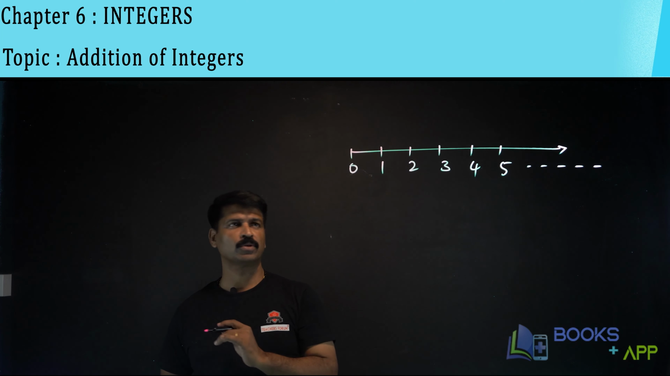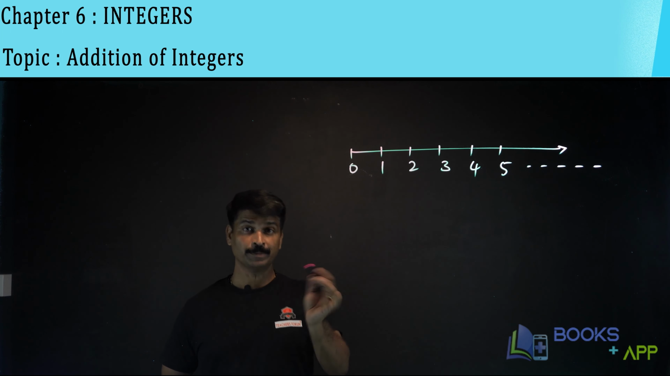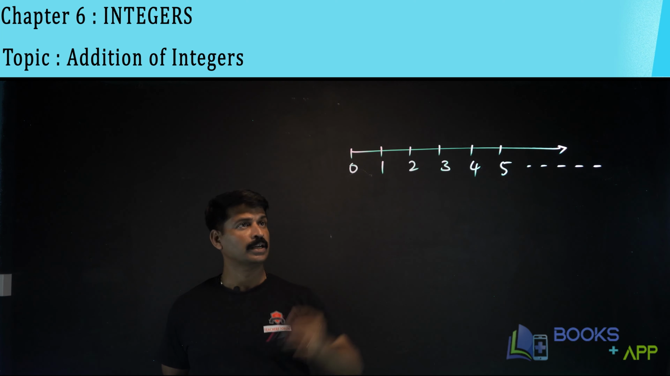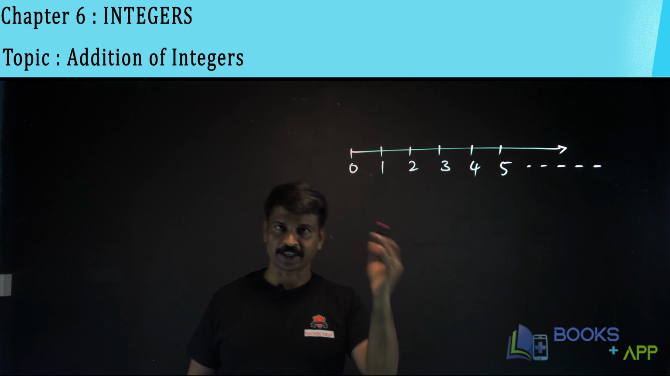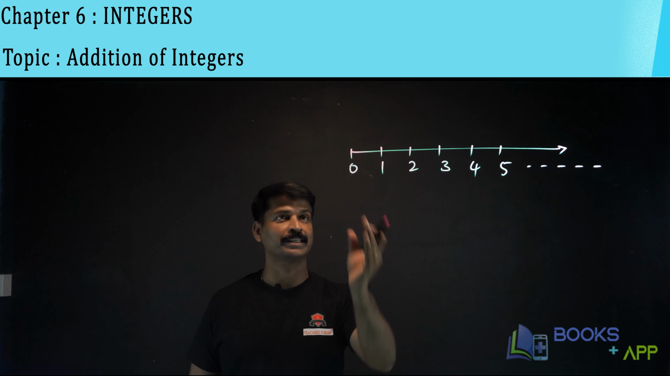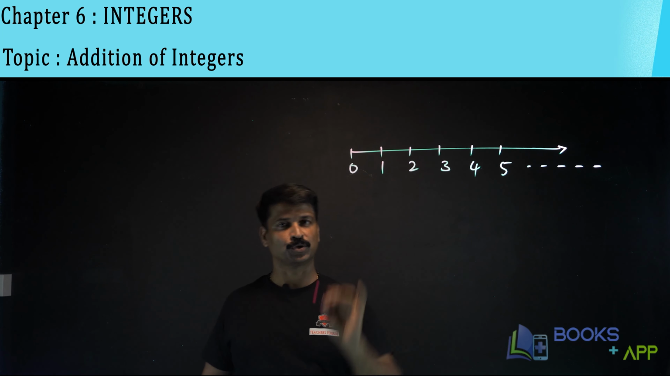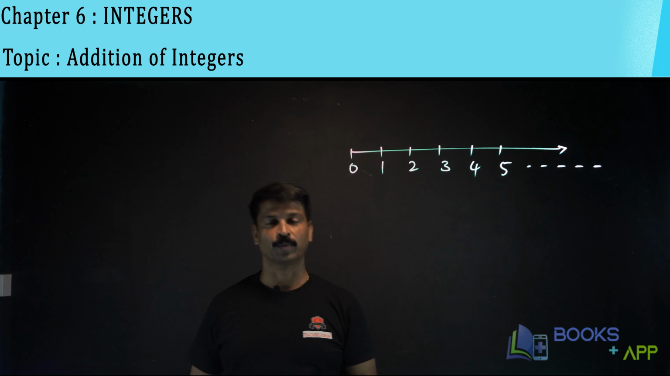Now let me ask you a simple question. What is the predecessor of 1? Predecessor of 1 is 0. What is the successor of 1? That is 2. To get the successor, you should add 1. To get the predecessor, you should subtract 1. So 1 plus 1 is 2, the successor. Predecessor is 1 minus 1, that is 0.